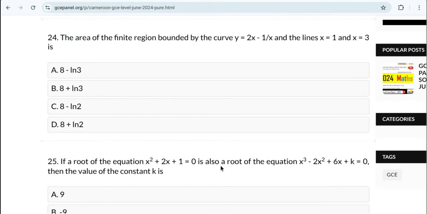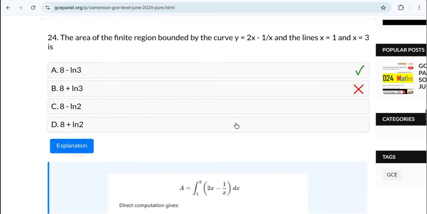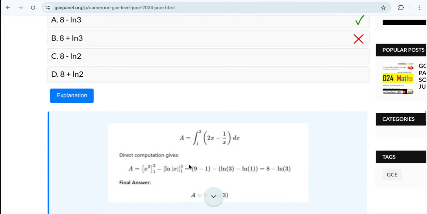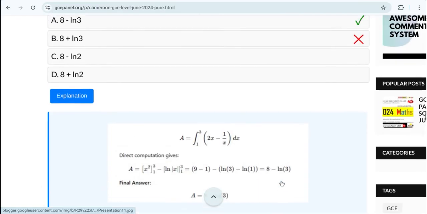Question 24. The area of the finite region bounded by the curve y equals (2x minus 1) over x and the lines x equals 1 and x equals 3 is... So this is just going to be the integral of y dx from x equals 1 to x equals 3, right? So when you do that integration, what are we going to have? The area will be equal to the integral from 1 to 3 of (2x minus 1) over x dx, and that's going to give us 8 minus ln 3.